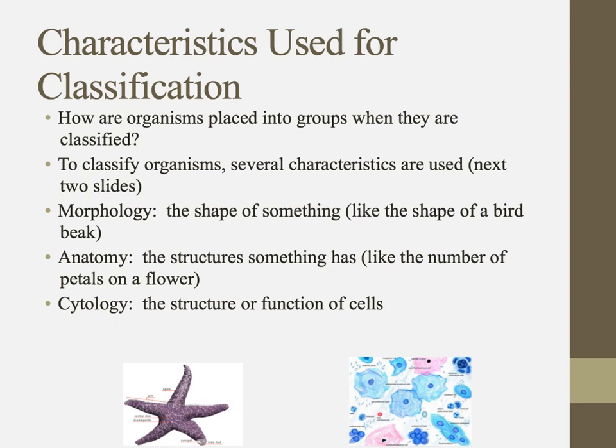Well, we can use multiple characteristics. We can use morphology, which is the shape of something's body or a body part, like the shape of a bird beak. We can use anatomical structures, like monocots have flower petals in groups of 3, and dicots have flower petals in groups of 4 and 5. So anatomical things, or cytology, cyto meaning cell, like what the structures and functions of their cells look like.